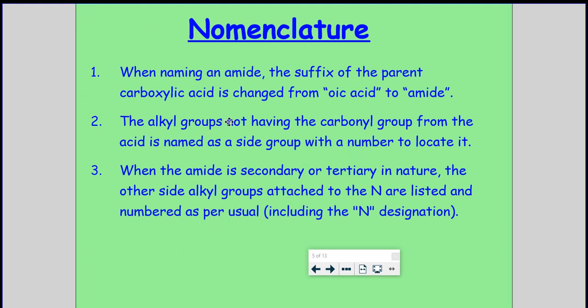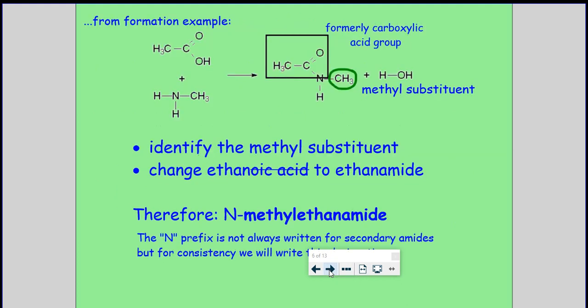The alkyl group not having the carbonyl group, that's the amine. We're going to name that as well, but before we do, when the amide, rather, is secondary or tertiary in nature, we do have to make sure to list the nitrogens as if they're locants. We're going to call it the N designation, as we did with amines. We're going to continue using that N designation.